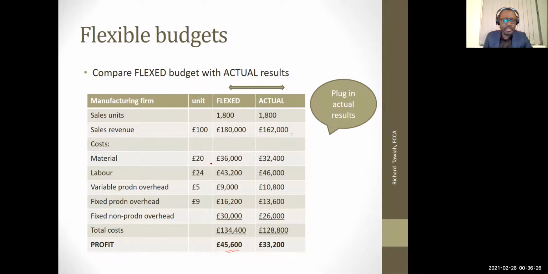The same applies to material cost, which we thought was 36, now 32. Perhaps prices changed; anything could have happened. We got some discount from suppliers. Same applies to labor, same applies to variable overhead. Fixed overhead, which we thought should have been 16,200, now became 13,600. That's interesting, there's a drop. And our fixed non-production overhead, which we thought could have been 30, became actually 26. So at the end of the day, our profit has also changed. So what do we do? We compare our flexed to the actual. This is where we do variance analysis.